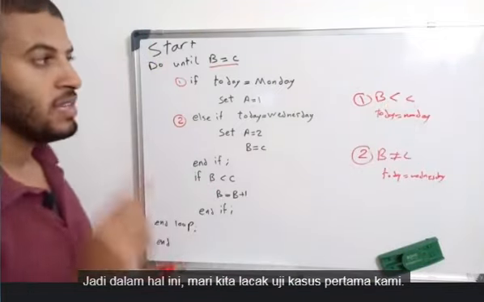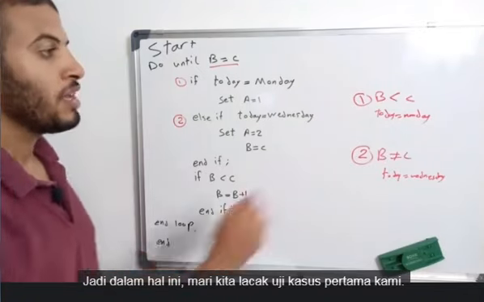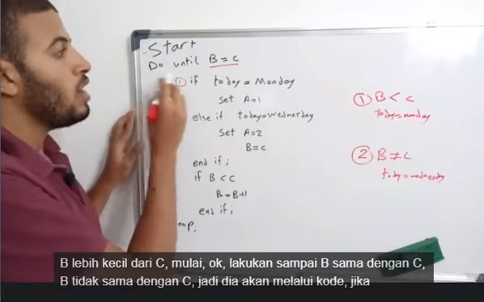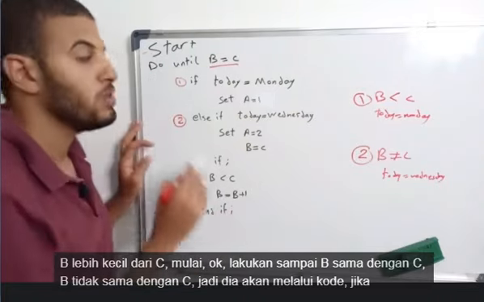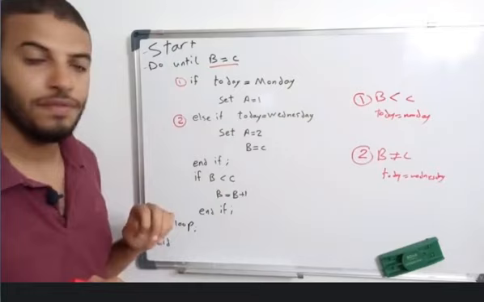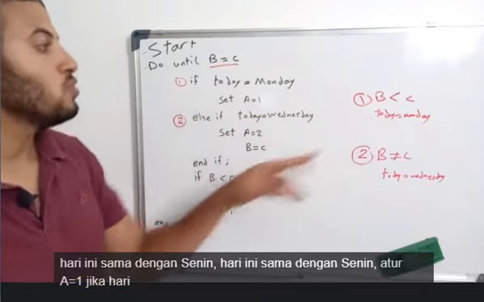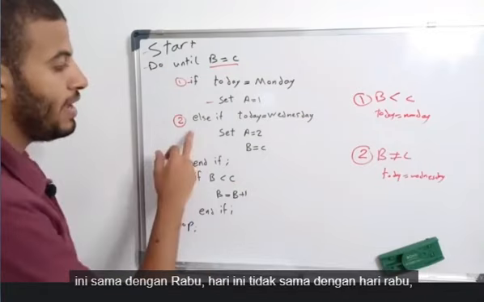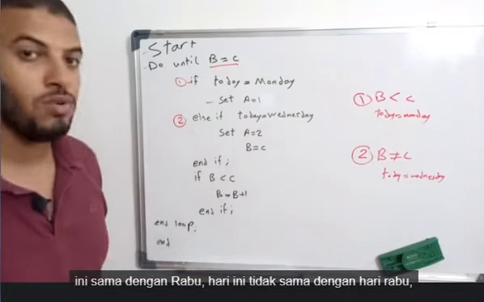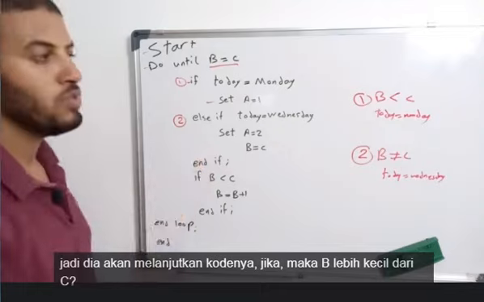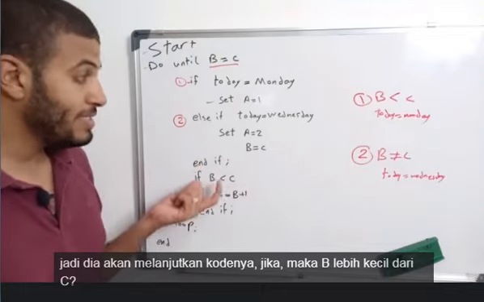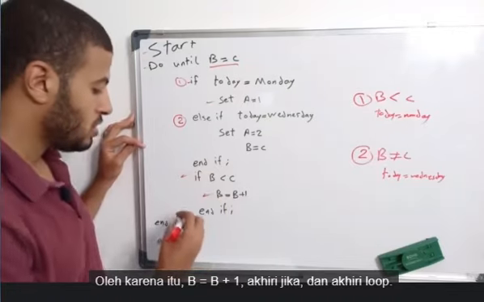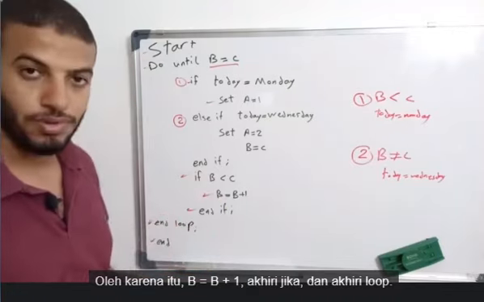Okay, so in this case, let's trace our first test case. b is smaller than c. Start, okay, do until b equals c. b is not equal to c, so we will go through the code. If today equals Monday, today equals Monday, set a equals 1, okay? Else if today equals Wednesday, today is not equal to Wednesday, so he will continue his code, end if. Then, is b smaller than c? Yes. Therefore, b equals b plus 1, end if, and end the loop, okay?